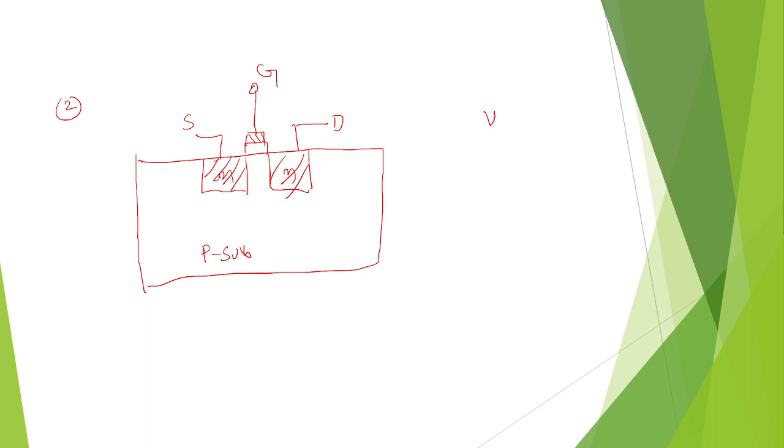In the second case, there is a sufficient VGS, the voltage between gate and source, greater than VT. I am assuming this is 1 volt, which is greater than the 0.6 volts threshold. The threshold voltage for the transistor is 0.6. So there is a sufficient VGS, the first condition.